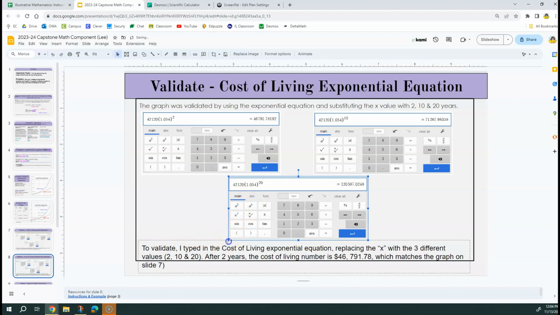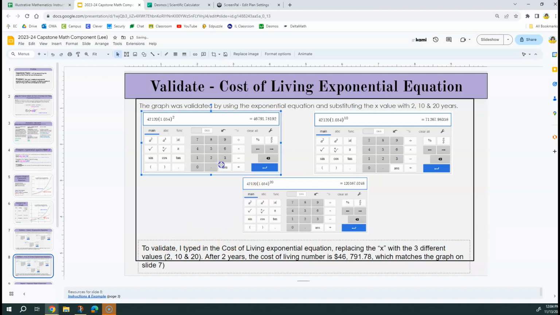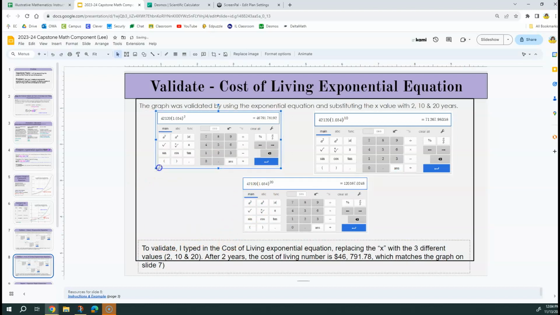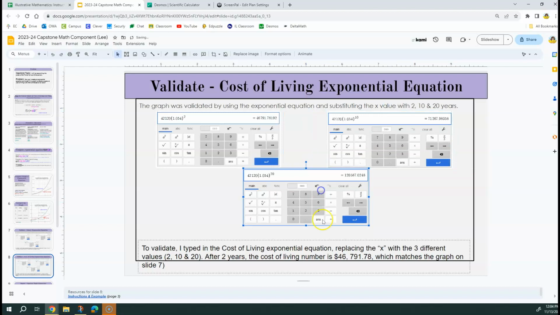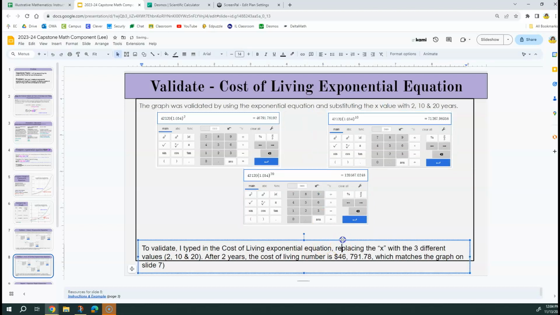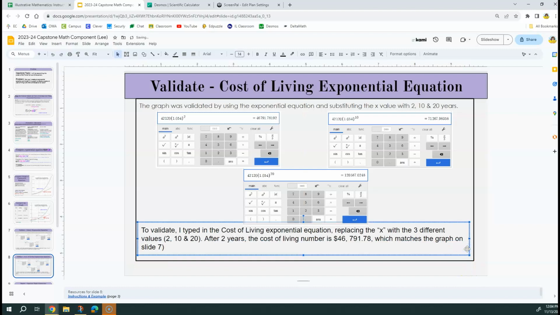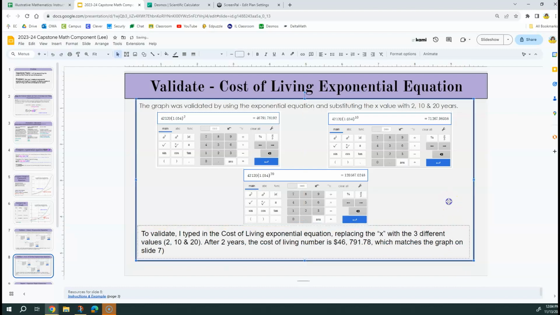So once again, just cleaning it up, and obviously you'll have time to do these pieces. There we go. Yay, there we go. And that is slide number 9.